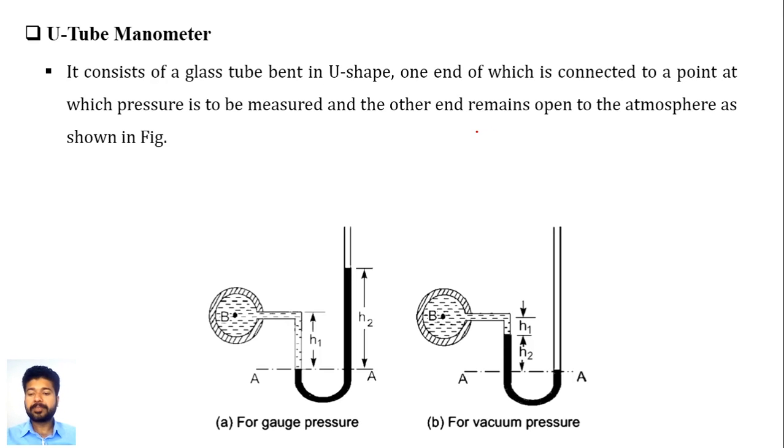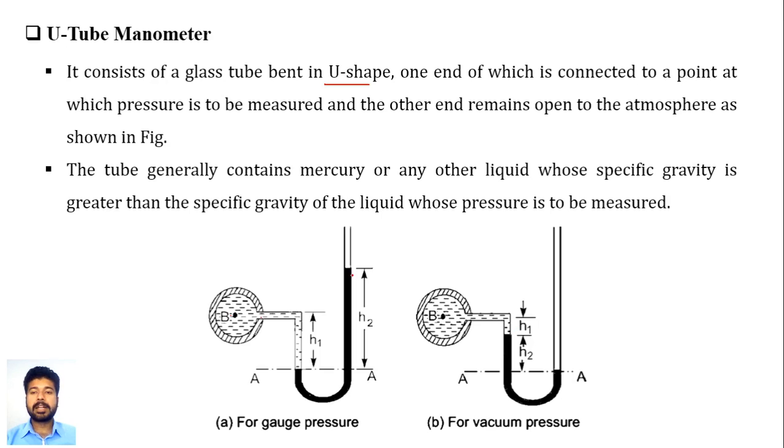So let's start. It consists of a glass tube like this, which is bent in a U shape. That's why it is called a U-tube manometer. In this U-tube manometer, one end is connected to the pipe where we need to measure the pressure, again like our piezometer tube, and the other end of this U-tube manometer is open to the atmosphere, as shown in these two figures.